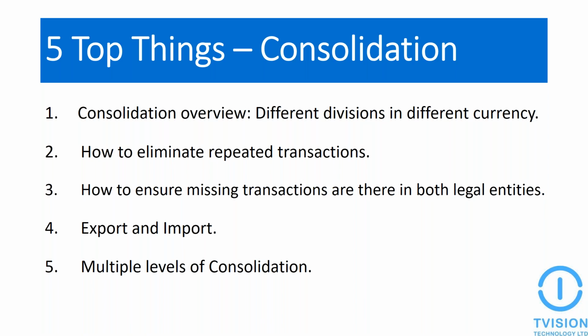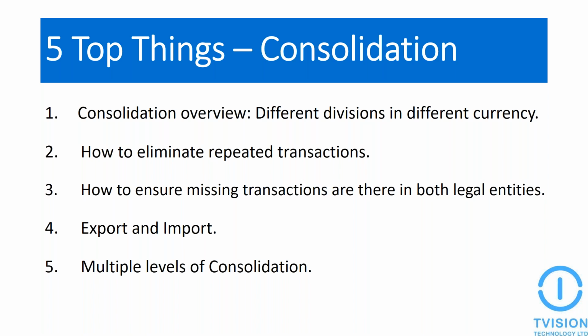Eliminating repeated transactions. When you have the same intercompany transactions, repeated transactions can occur, so you will need to eliminate one of the duplicates. How to ensure missing transactions are there in both legal entities. For example, I'm in the UK company and sent something to our warehouse in France. It shows in our records, but it's not shown in France's records, so we need to ensure missing transactions are there.